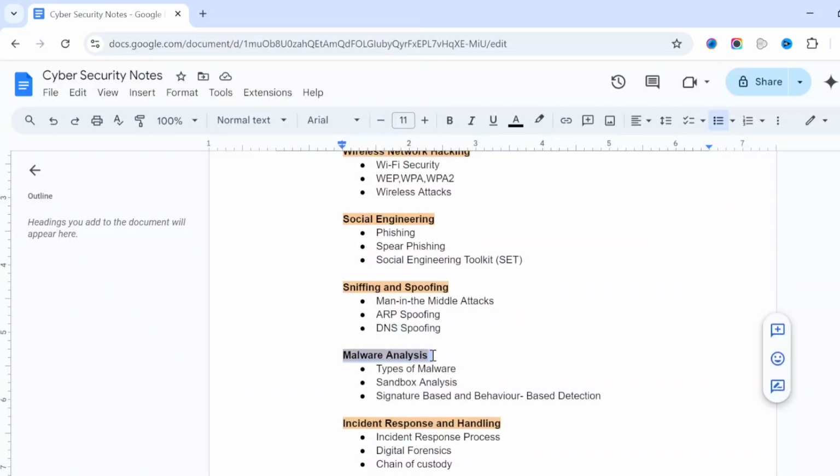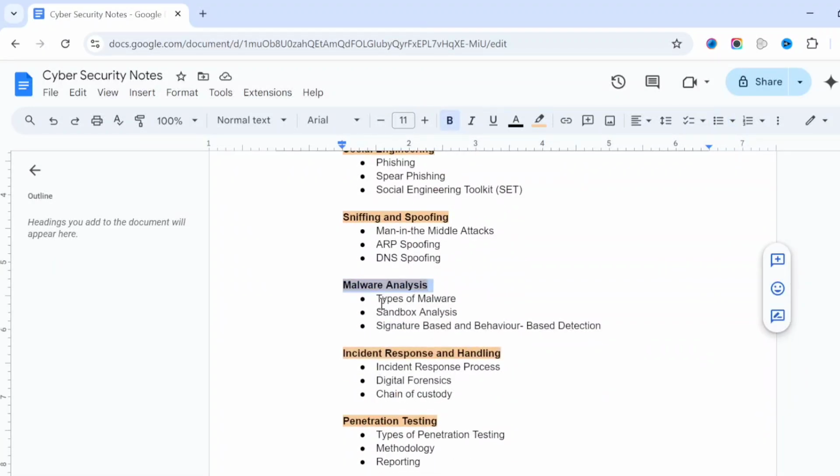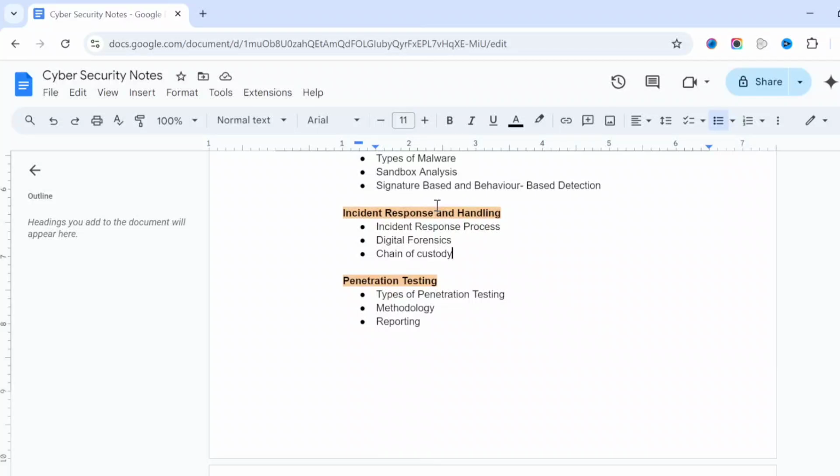And the next concept is malware analysis. So what is malware analysis? Types of malware, sandbox analysis, signature-based and behavior-based detection. So these are the concepts to be covered in malware analysis. Next, incident response and handling. Some of the incident response process will be there, digital forensics, and chain of custody. So these are the concepts to be covered in incident response and handling.